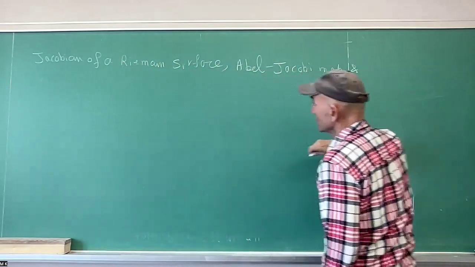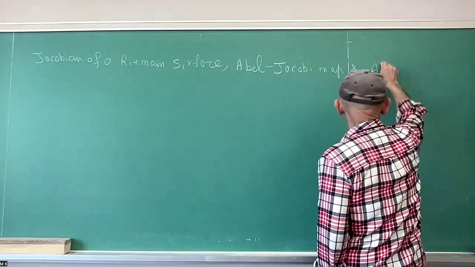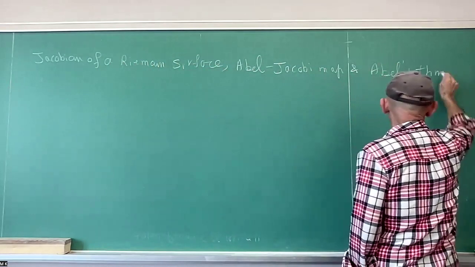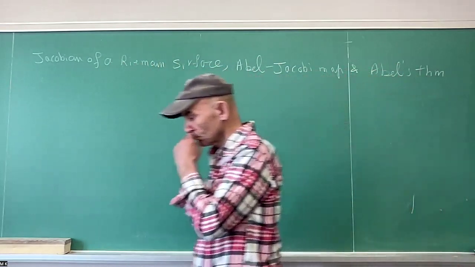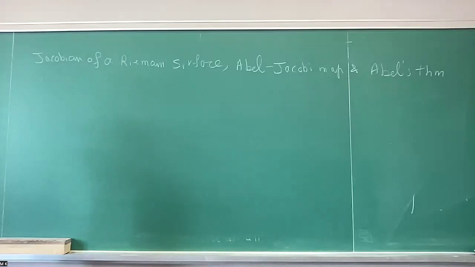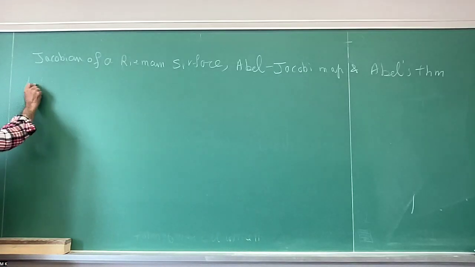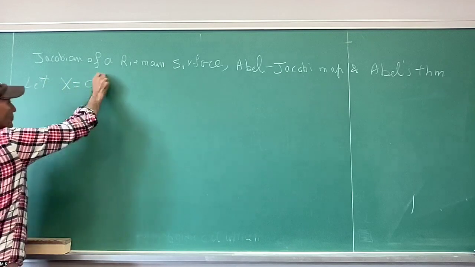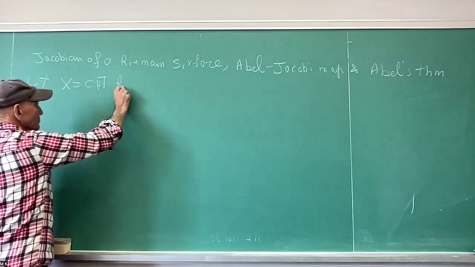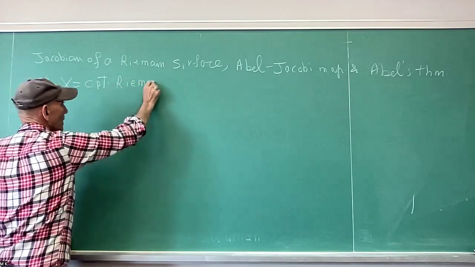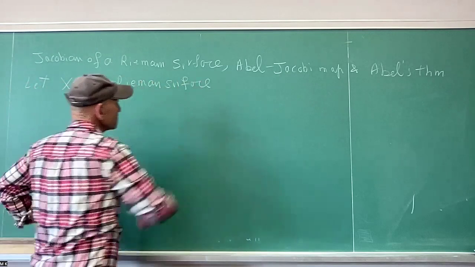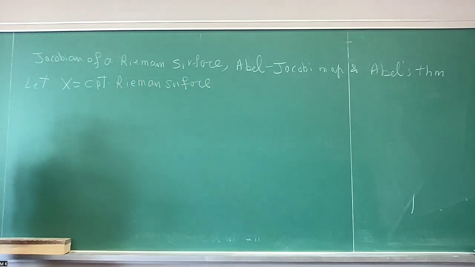And Oval's theorem. So the three topics. Okay. So again, our standing assumption is that X is a compact Riemann surface. And so let's recall our notation.